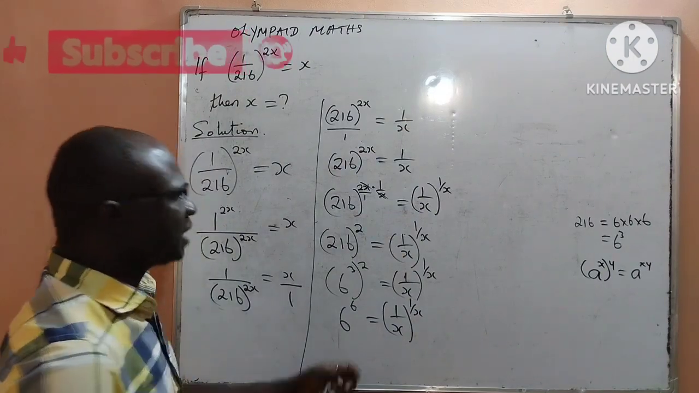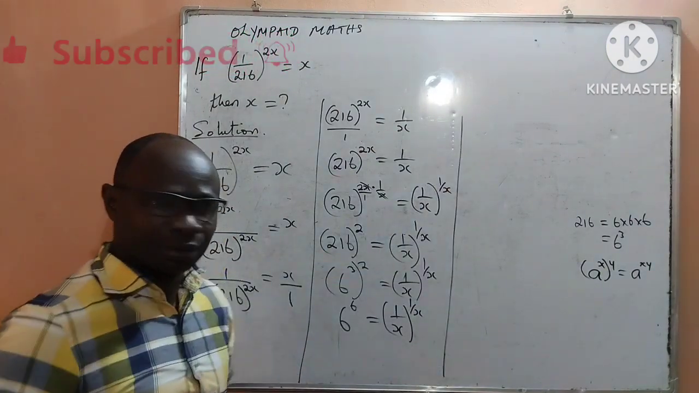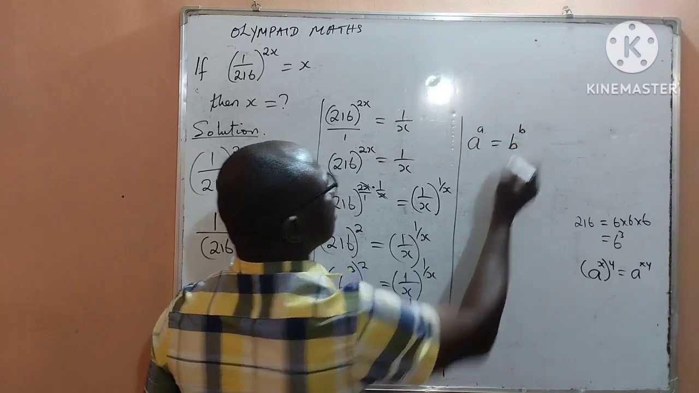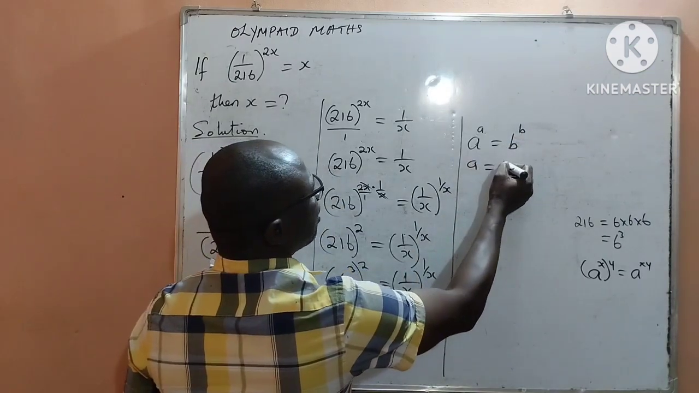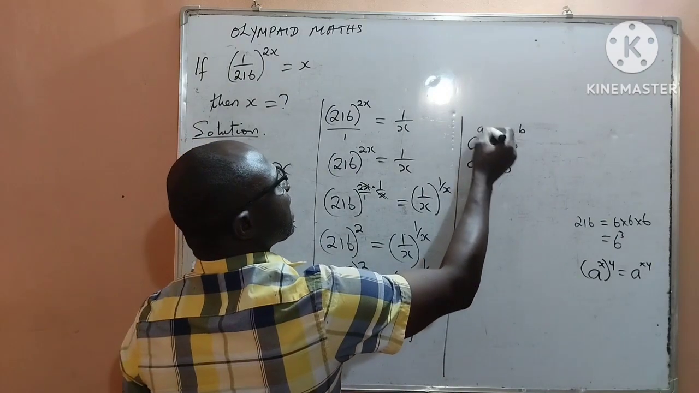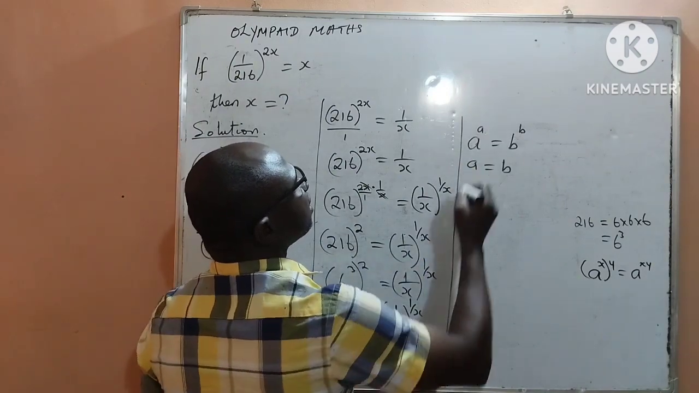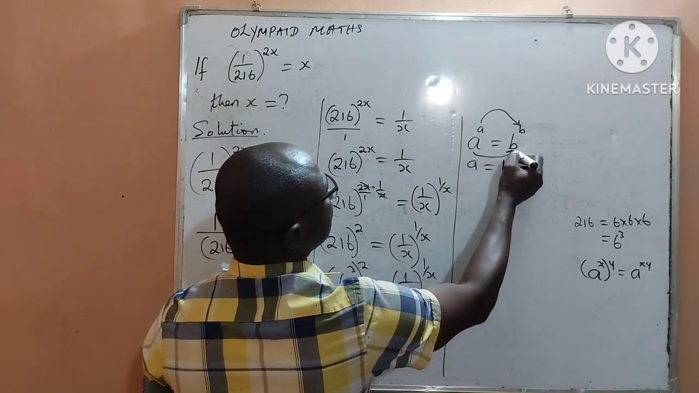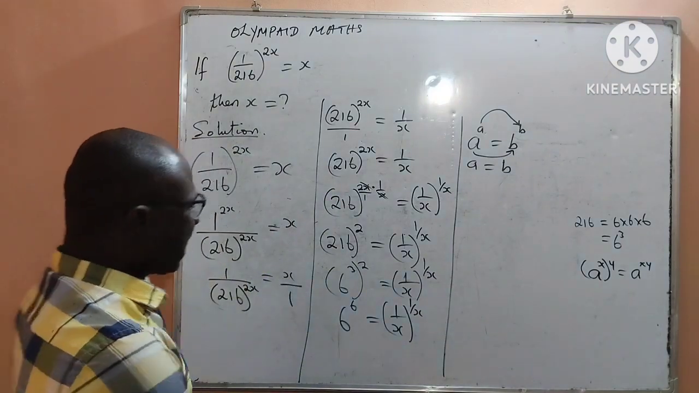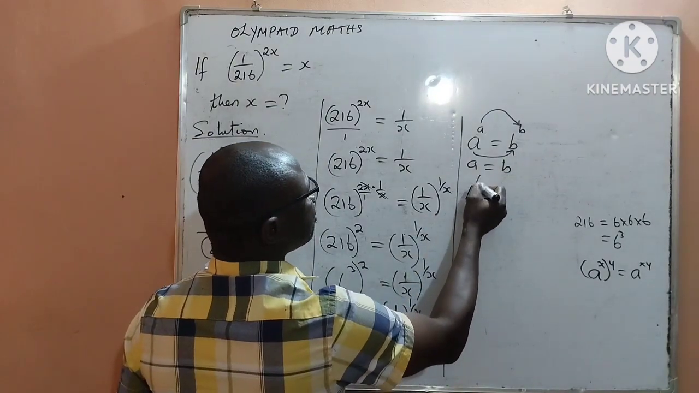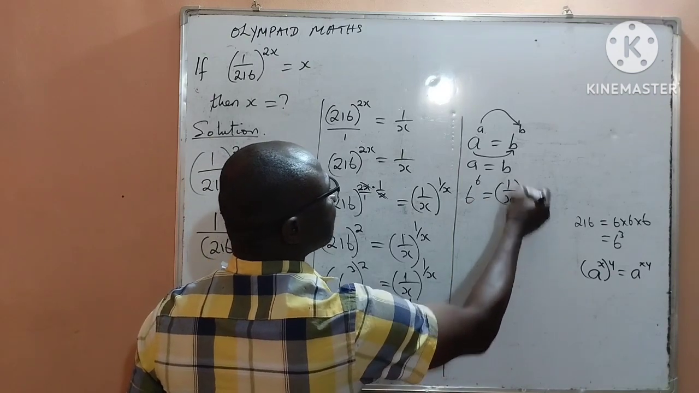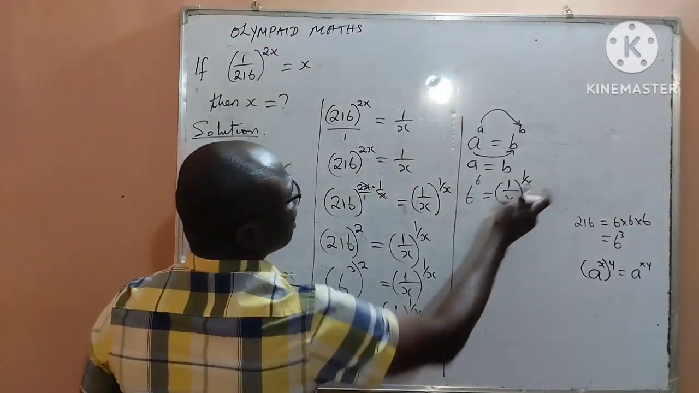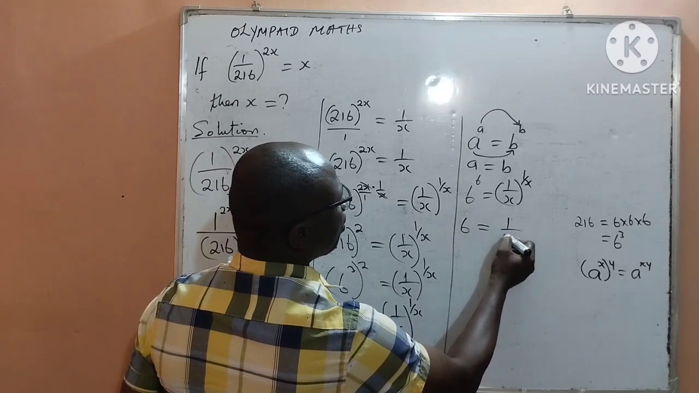Beautiful. At this point, let us remember this rule: when we have a^a equal to b^b, it means that a is equal to b. That is, the bases will be equal. Applying that to 6^6 equal to (1/x)^(1/x), it means the bases are equal as well as the powers. Therefore, I can write 6 is equal to 1 over x.